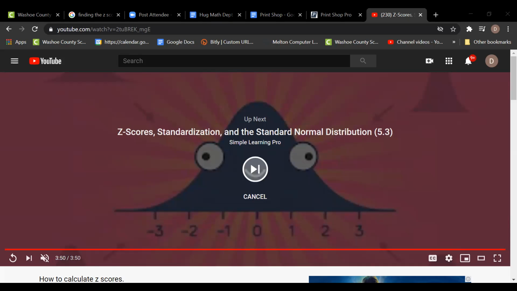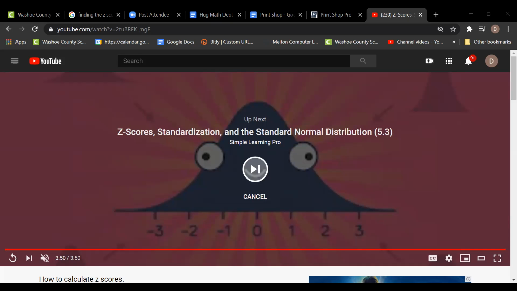Looking at this with your calculator, because you're going to need it, 10 divided by 3.3 is going to give you 3.030. And that is your z-score.